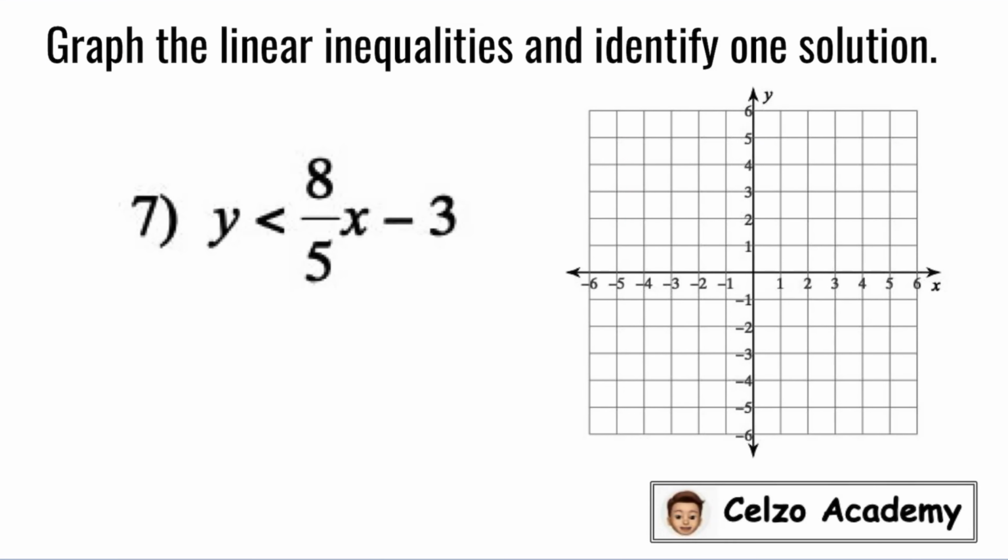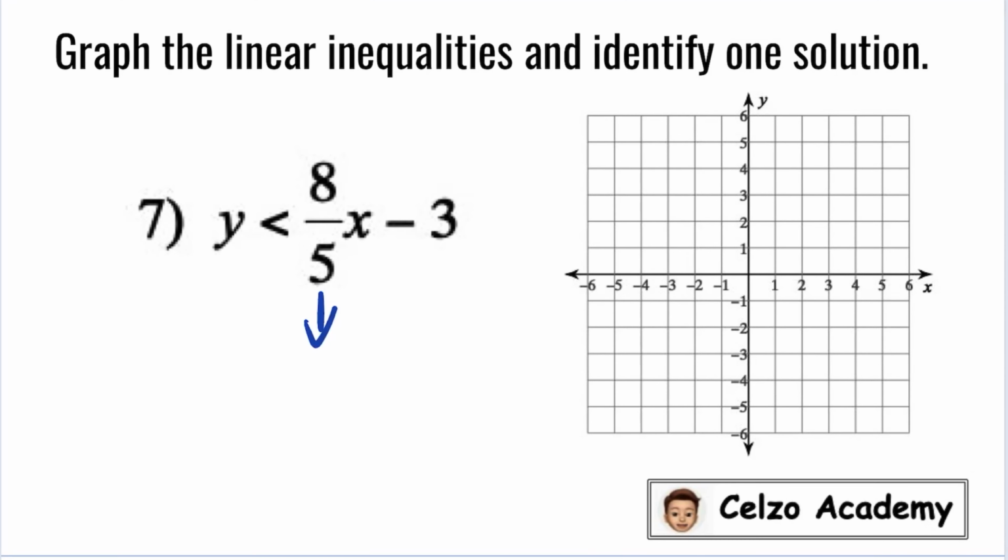Question number 7. y is less than 8/5 x minus 3. Since this inequality is in the slope-intercept form, this means that 8/5 is the slope and -3 is the y-intercept. To graph the inequality, we will begin with the y-intercept -3. Since the slope is 8/5, this means that we need to go 8 up and then 5 to the right. It is less than, so this means the graph is a dashed line.